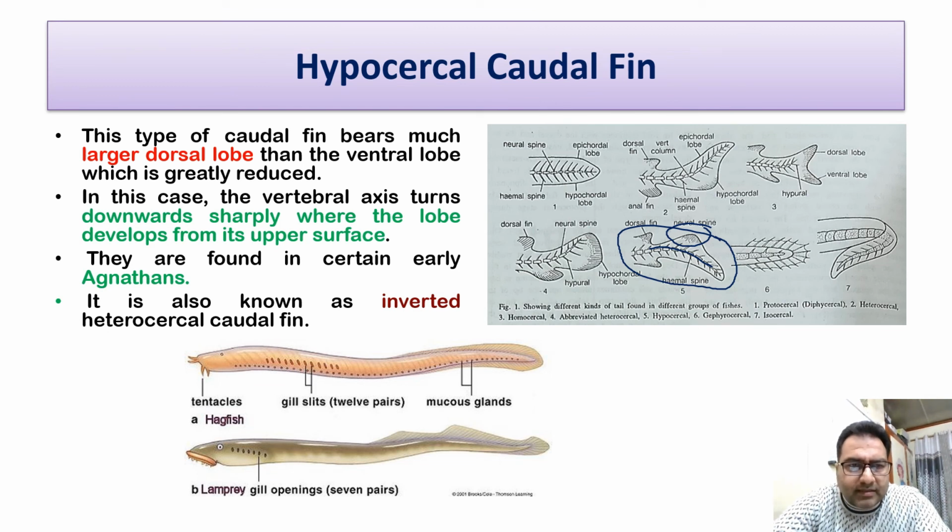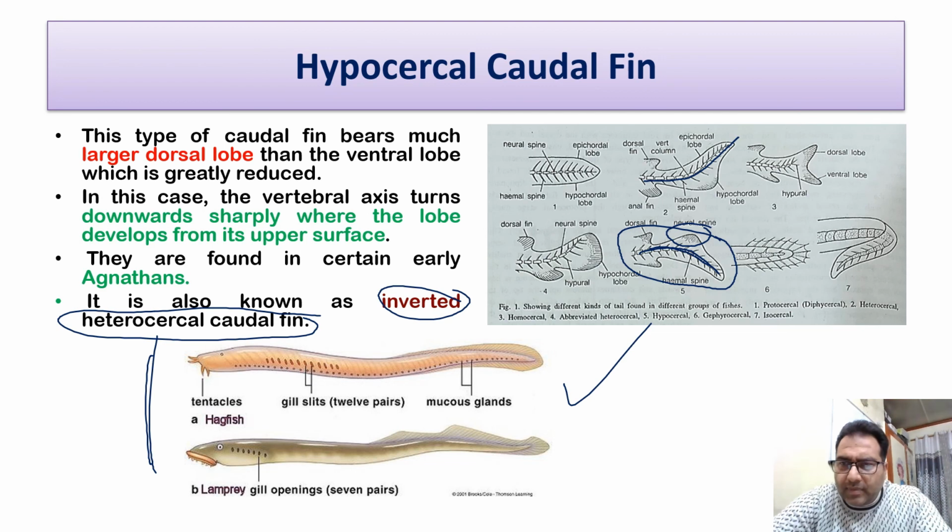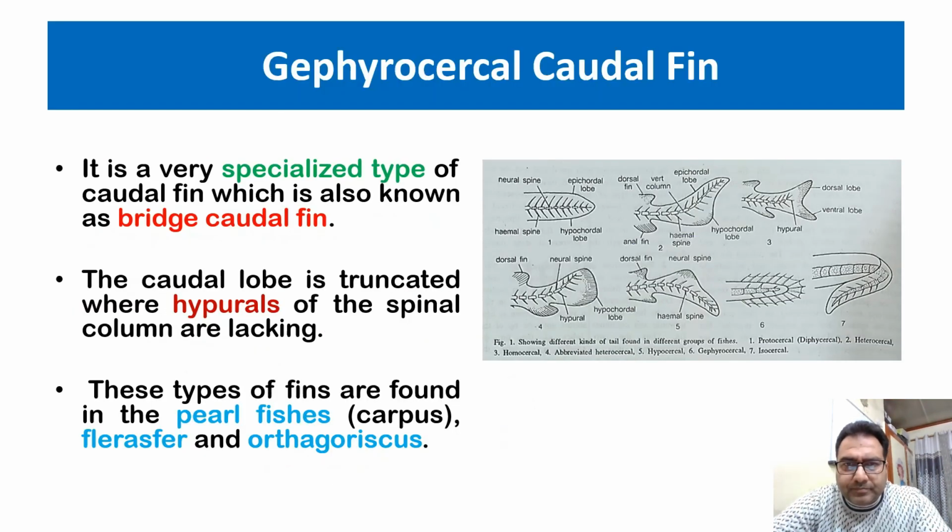They are found in certain early agnathans, and as I told you earlier, it is also called the inverted heterocercal caudal fin. In the case of heterocercal, it moves upward, whereas in the reverse heterocercal, it moves downwards, and it is also called hypocercal instead of heterocercal. So it is found in agnathans as well, that is the jawless fishes.